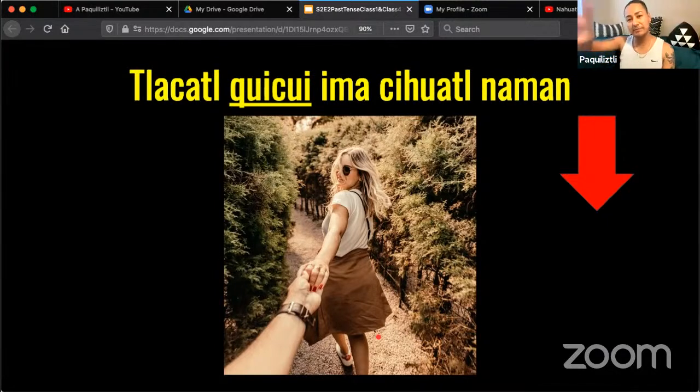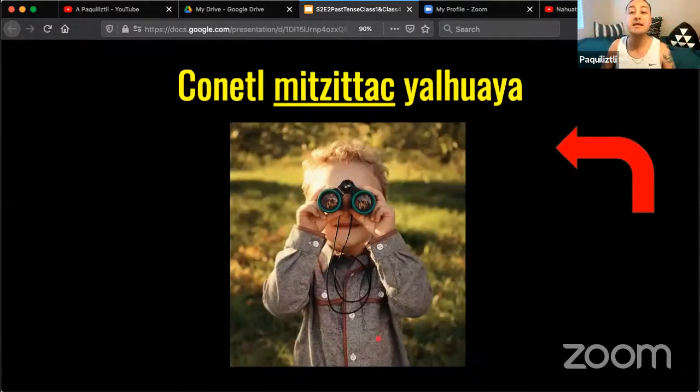Tlacat kiqui ima siwatl naman. So tlacat kiqui ima siwatl naman. Okay? So, yalwaya konet mitzitak. Yalwaya konet mitzitak. Notice now it's not mitzita, it's mitzitak.